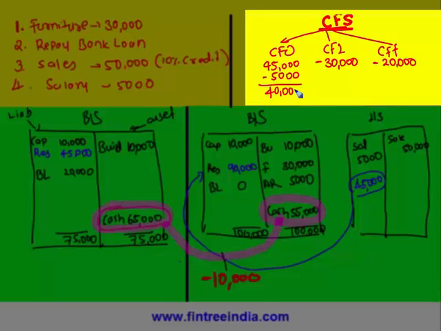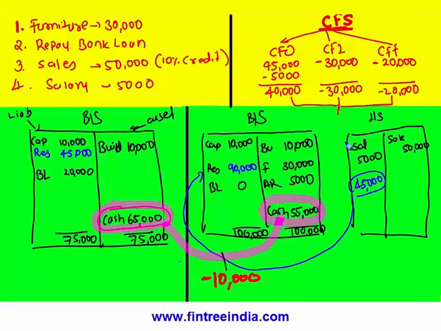So this would be 40. This would be minus 30. This would be minus 20. What is the total of all the three components? Minus 10. Is that matching with the amount by which cash has changed? Yes. So this cash flow statement is giving us insight into what happened with the cash this year. Through business we generated 40. We spent 30 on investments. We spent 20 on repaying our loans.